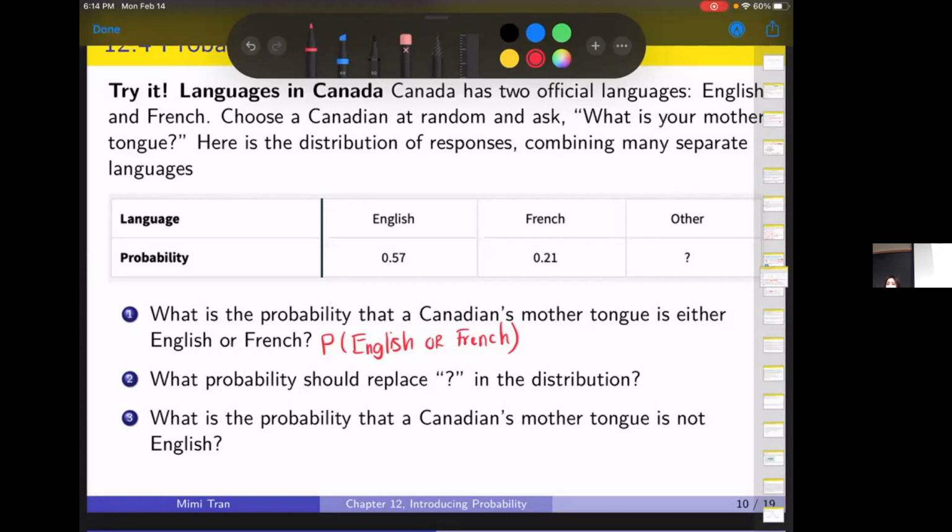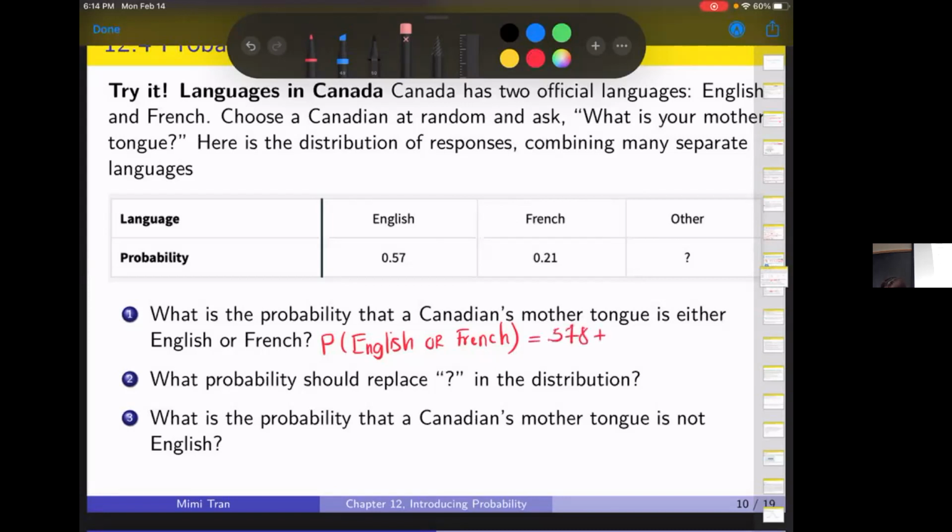Let's see, yep, good. P of English, 0.78, P of question mark, 0.22, P of not English, 0.43. Good, same. Very good. You all have three bonus check marks.